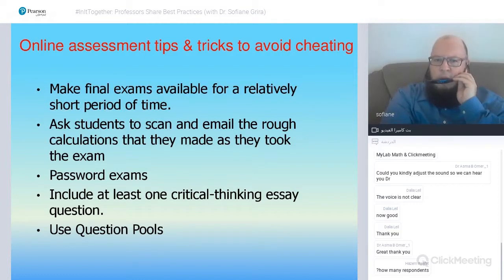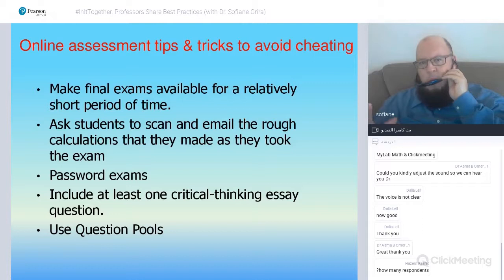We are still discussing at Abu Dhabi University how we're going to do this. There is a feature with Blackboard, with the monitor webcam. We are discussing using this. There is also the lockdown browser for Pearson. When you use the lockdown browser, the students cannot open any other windows. They cannot open a browser or anything else.